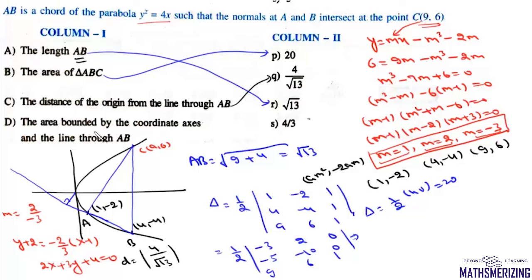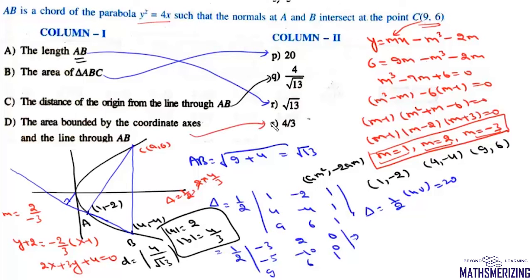Now the last one is area bounded by the coordinate axis and the line through AB. So we'll find intercepts. So their modulus value of intercepts will be 2 and 4 by 3. So once we have these intercepts, we can write this area as half times 2 into 4 by 3. So option D is matched to S.